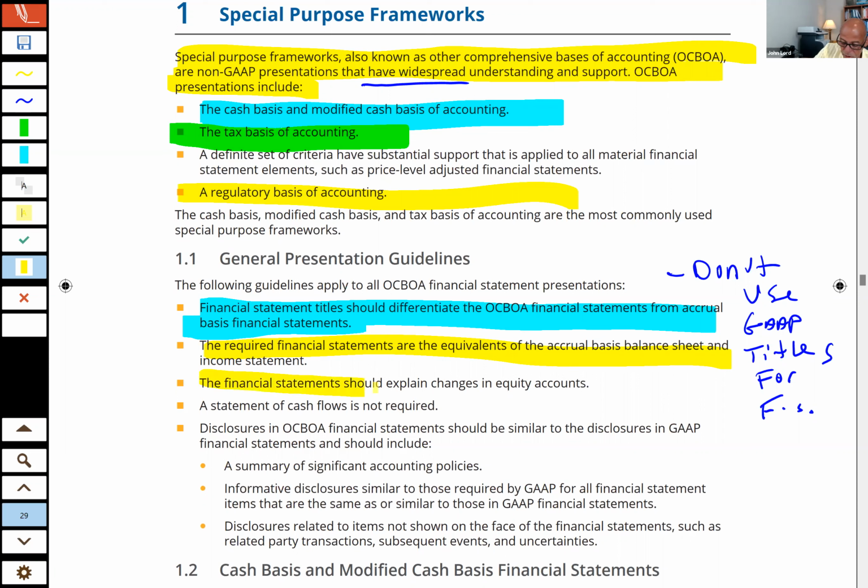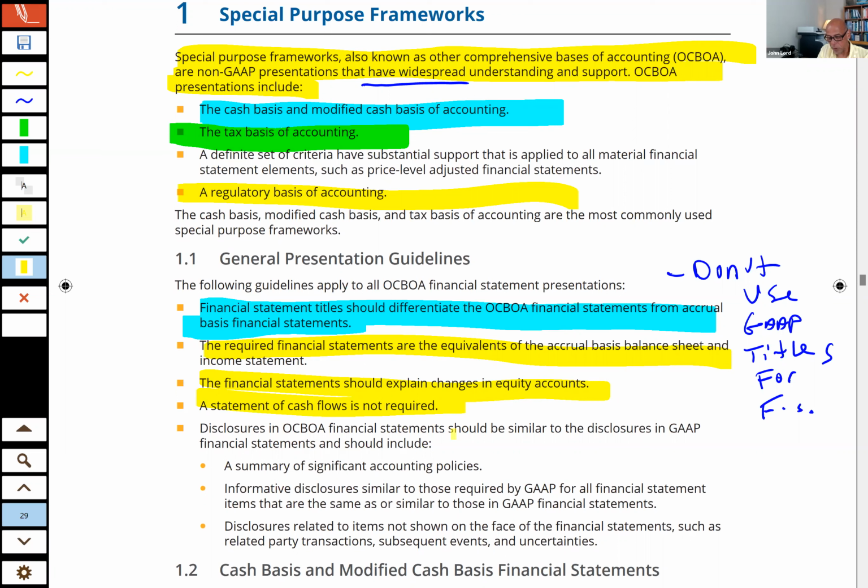The financial statements should explain the changes in equity accounts. Now, if you think about it, the income statement and the statement of retained earnings actually do that, to a large extent. The statement of stockholders' equity does that. But again, you wouldn't be able to call it that. You'd have to call it a different name. Statement of cash flows is not required. So there is no such thing as a statement of cash flows. So we'll have a balance sheet. We'll have an income statement.